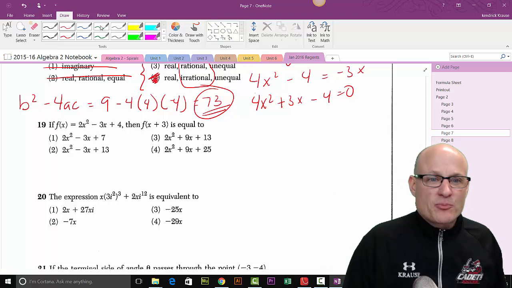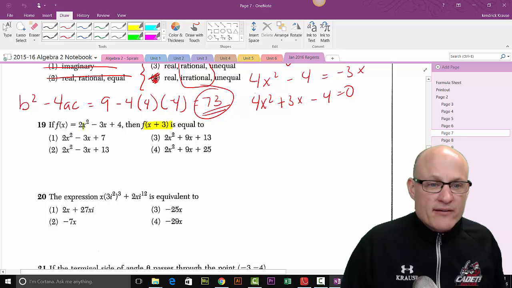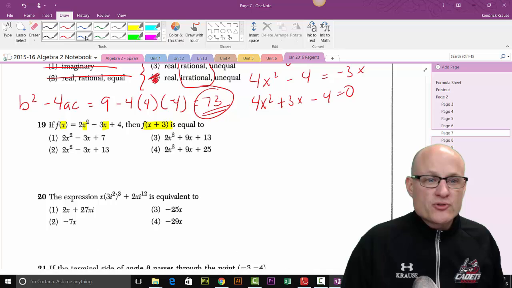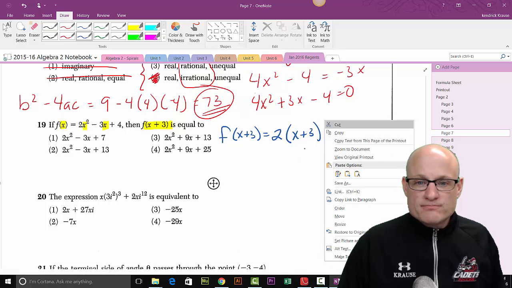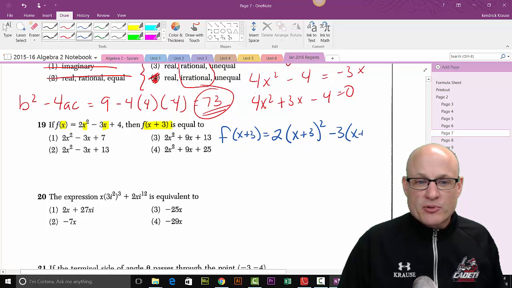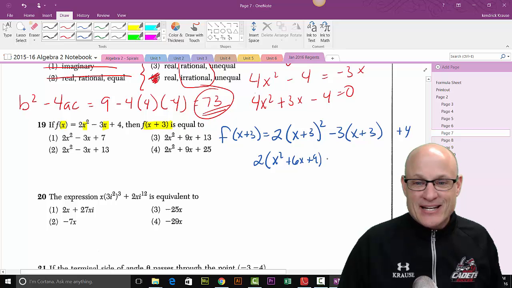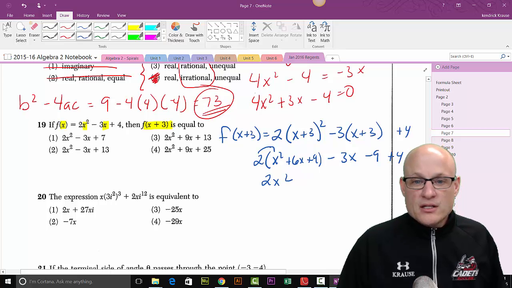So what are we going to do with this x plus 3? Everywhere we see an x, we put it in. So f of x plus 3 is equal to 2 times x plus 3 squared minus 3 times x plus 3 plus 4. I'm not going to go through this too much. This is x squared plus 6x plus 9 minus 3x minus 9 plus 4. Now, if I distribute, I get 2x squared plus 12x plus 18 minus 3x minus 5.